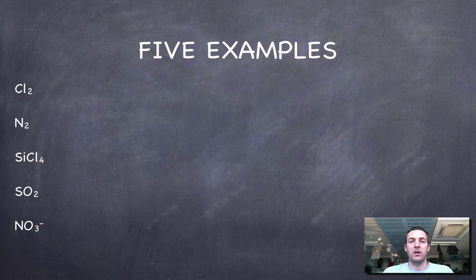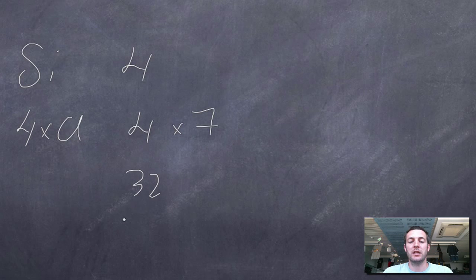Silicon tetrachloride. We should know how to name these things from the introductory films, but silicon is in group 4. I've got 4 times chlorine, so that's 4 times 7. So altogether I've got 32 electrons, and that's 16 pairs. Okay, so I've got 16 pairs to play with. I'm going to attach all the atoms to the central atom using single covalent bonds.